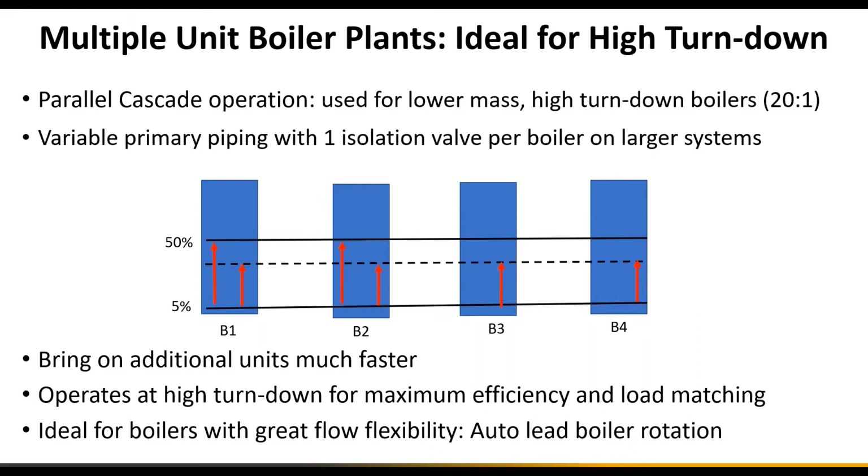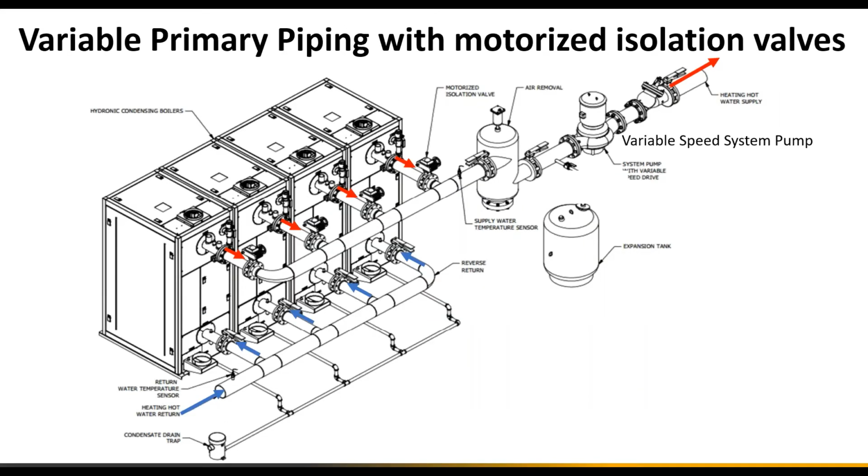individual boiler pump on each boiler, we can now use what is called variable primary piping. Now we use individual isolation valves on each boiler to ensure that we're only flowing water through a boiler. And here we see the overall piping diagram. We have our variable speed pump pumping the system, and then we have the same bank of boilers, but now we don't have the individual boiler pump, but we have individual 2-way control valves on the supply side of each boiler.